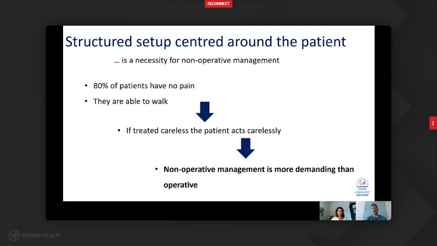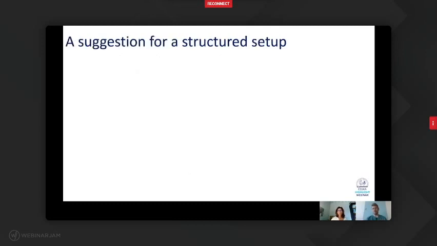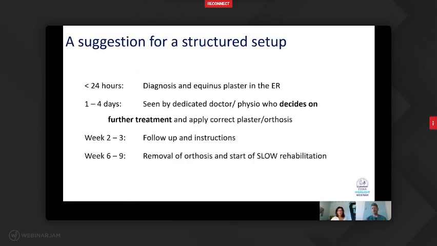And I think that the non-operative management is more demanding than the operative, because when you operate on people, they know they have a problem. So this is our setup. We put them in Achilles plaster. We see them within 1 to 4 days, decide on whether to operate or not, and then we follow them closely.